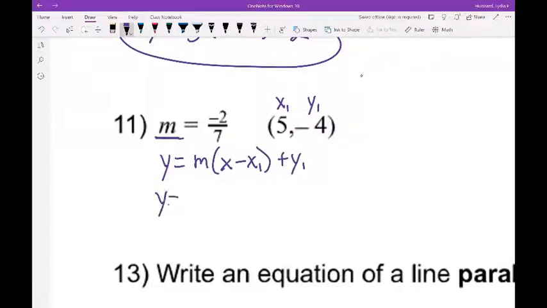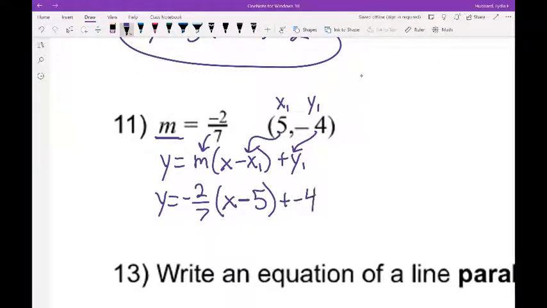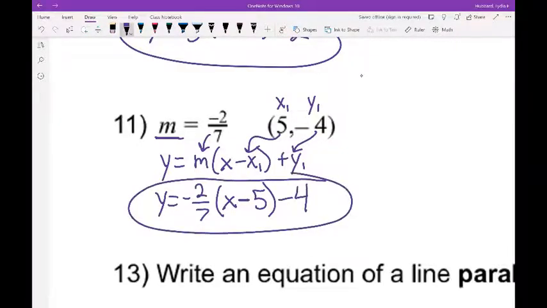So we'll substitute in -2/7 for n. Keep x the same. We'll substitute in a +5, but remember it's subtraction, so it'll be -5 for that x1. And we'll substitute in a -4 for that y1. Again, remember it would be plus a -4, but we don't want to do double signs like that, so we're just going to write it as -4. And this would be our answer.